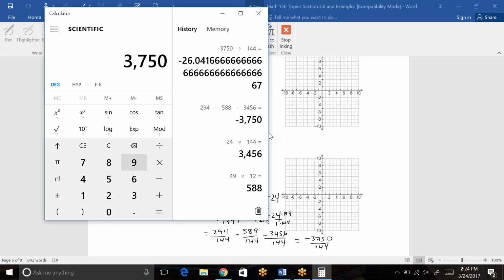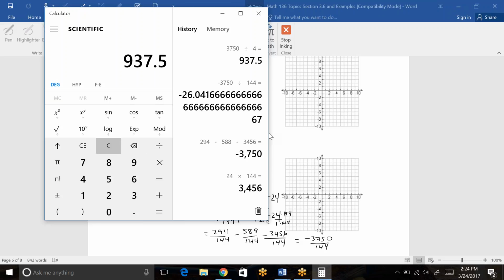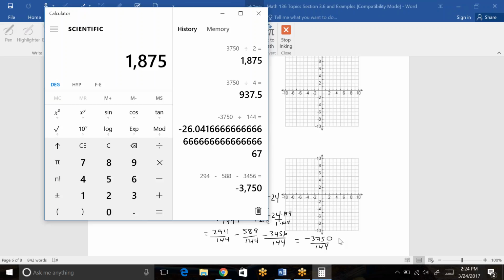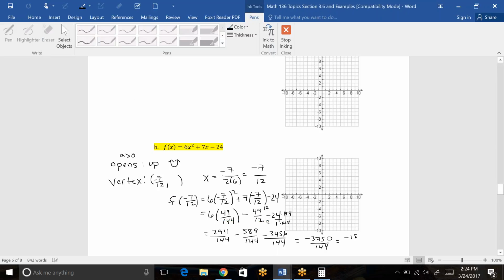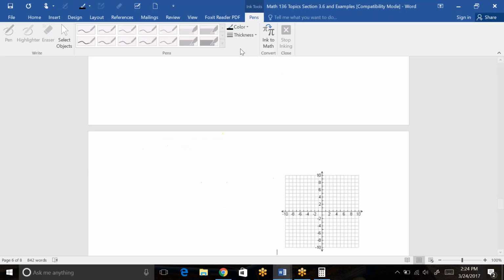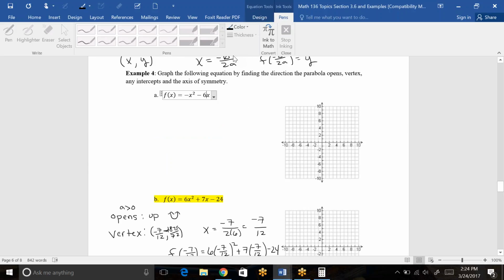So 3,750, we can reduce this by dividing by 2. That's 1875 over 72. That's probably about as good as that's going to get, and that's negative. So we already know this is going to be a really hard thing to plot. Let's just finish out the rest of the information. And like I said, we won't graph this one since this is not a level of difficulty that you're expected to be able to graph.